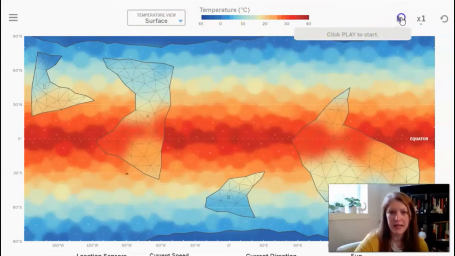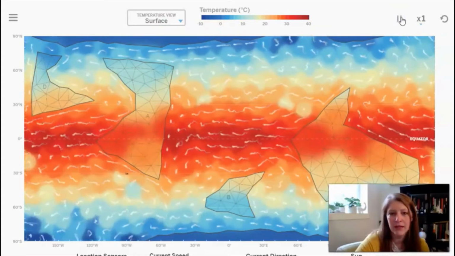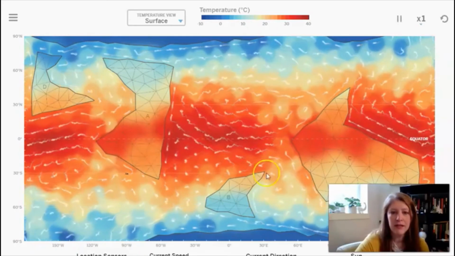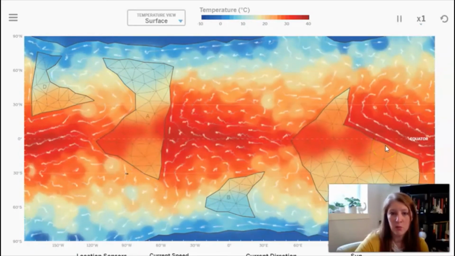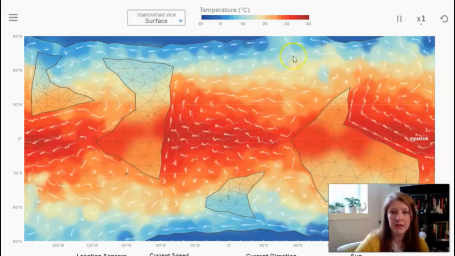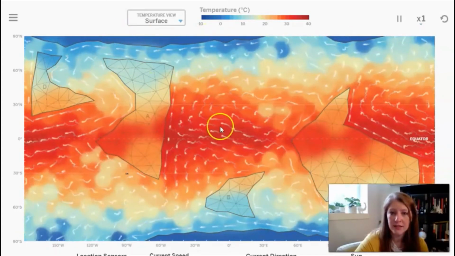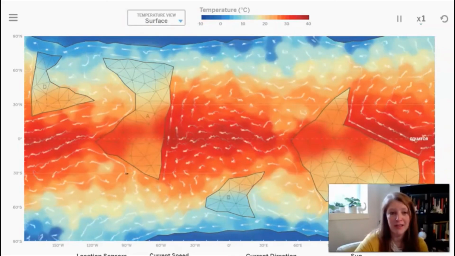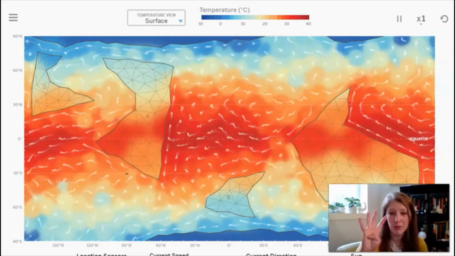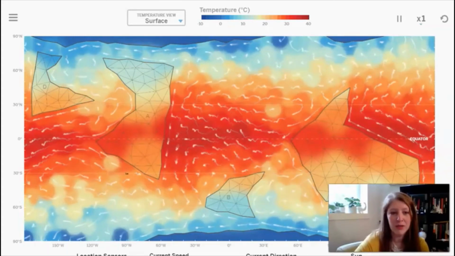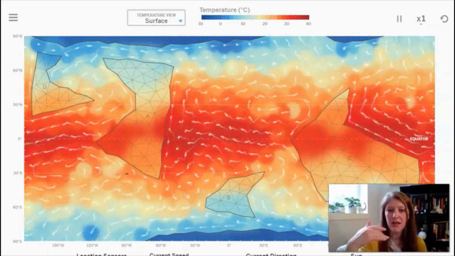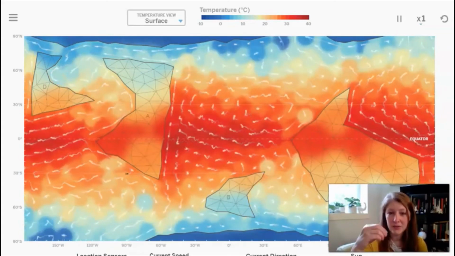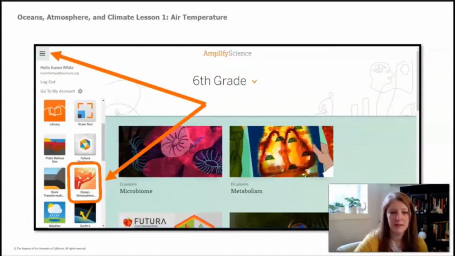So let's go ahead and hit play, and I'm going to start moving some water around. And you can see that even as the water moves around, by the equator, it tends to be warmer. And even the water isn't really changing that a lot. So that's interesting. Okay, so we'll explore the sim a lot more in the next lesson, in lesson 4. But for now, I just wanted to point it out to you to see that our computer model that we're using during this unit is similar to how planet Earth works.